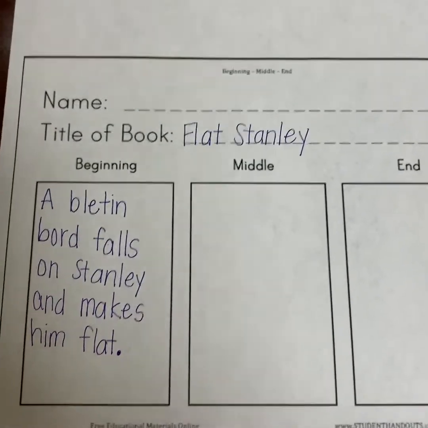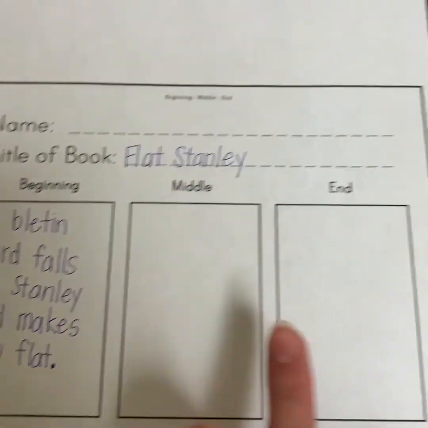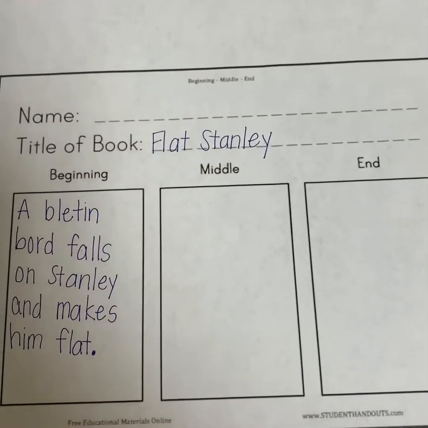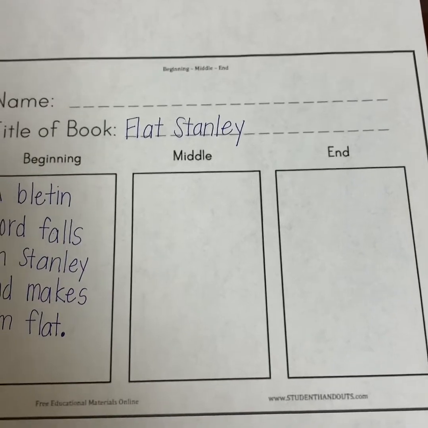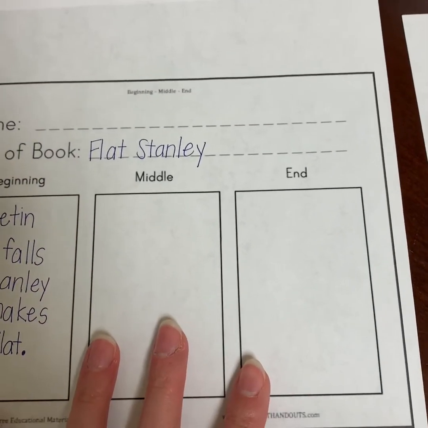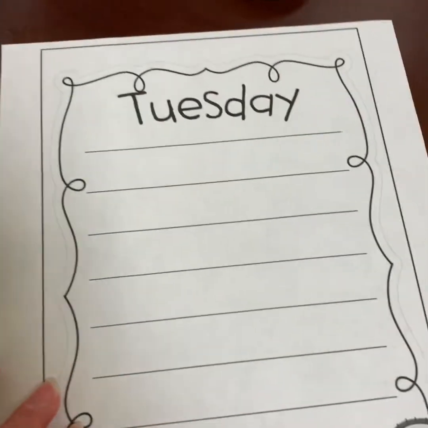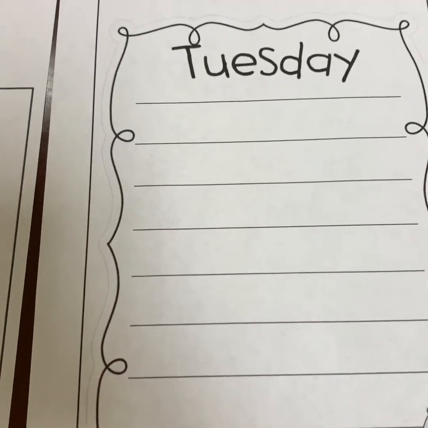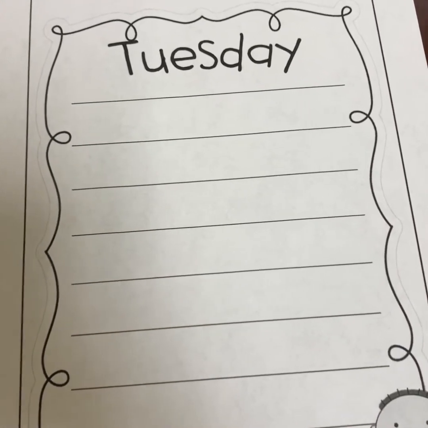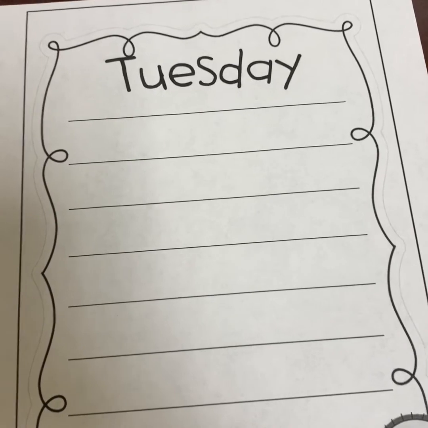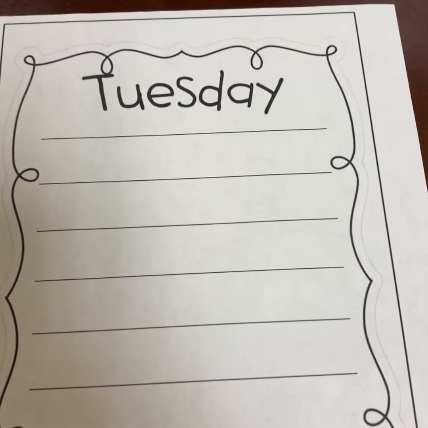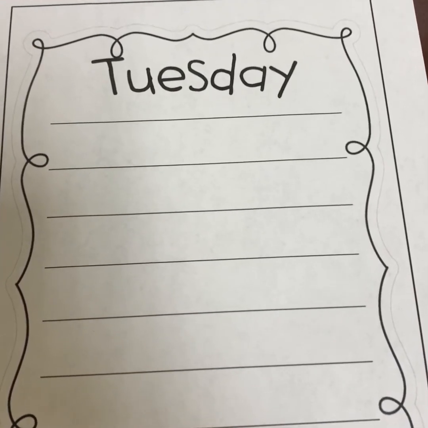Now I want you to write your middle and your end all by yourself, okay? And then I want you to have mom and dad take a picture and send this to your teacher so that we can see it, okay? And then when you're finished retelling your story, I want you to grab your Tuesday journal and write one thing that you did with your flat teacher today, okay? And tell us why you chose to do that with your teacher, okay?